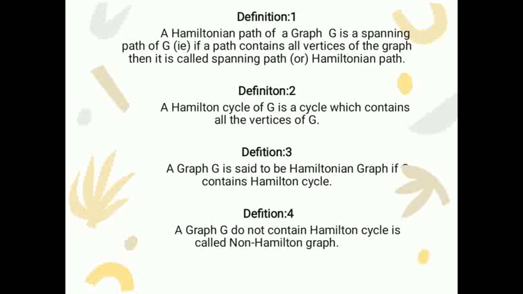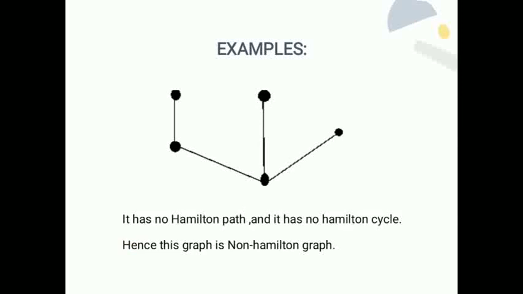Then Hamiltonian graph. If G contains a Hamiltonian cycle, then the graph G is said to be a Hamiltonian graph. A graph G that does not contain a Hamiltonian cycle is called a non-Hamiltonian graph. Now we shall see some examples.